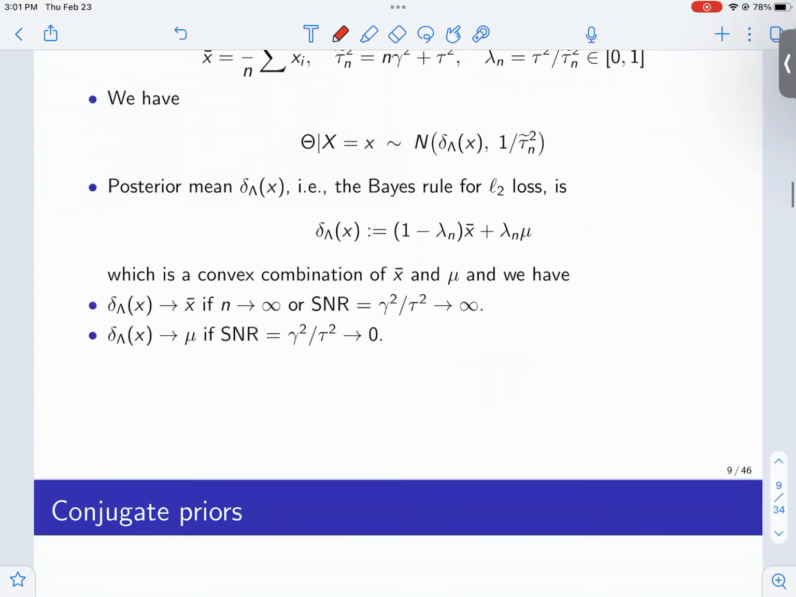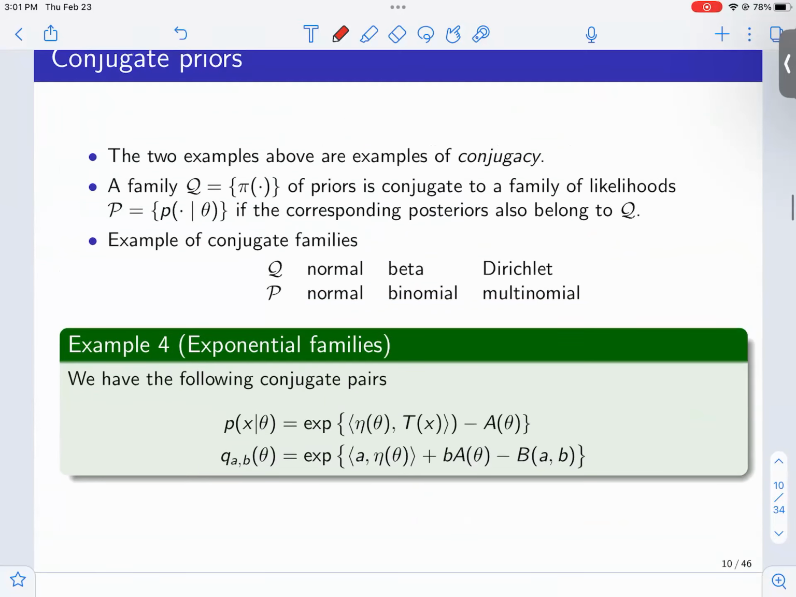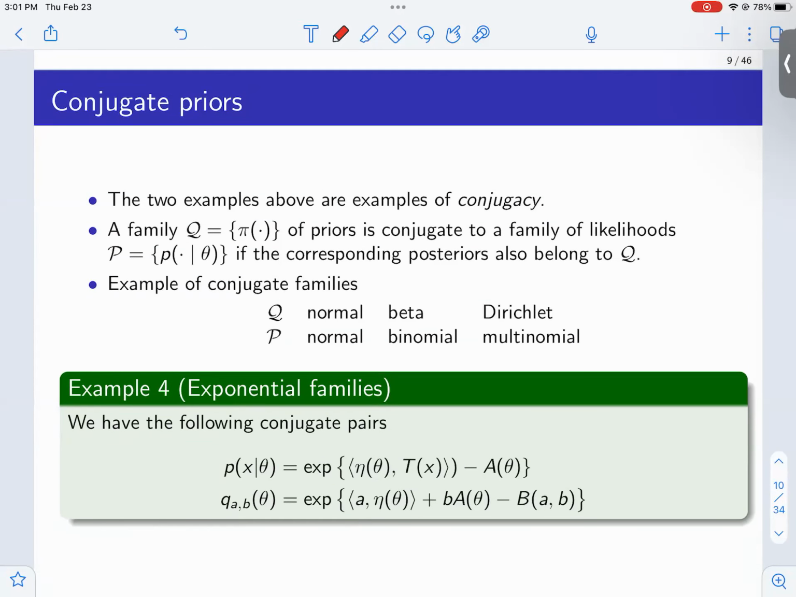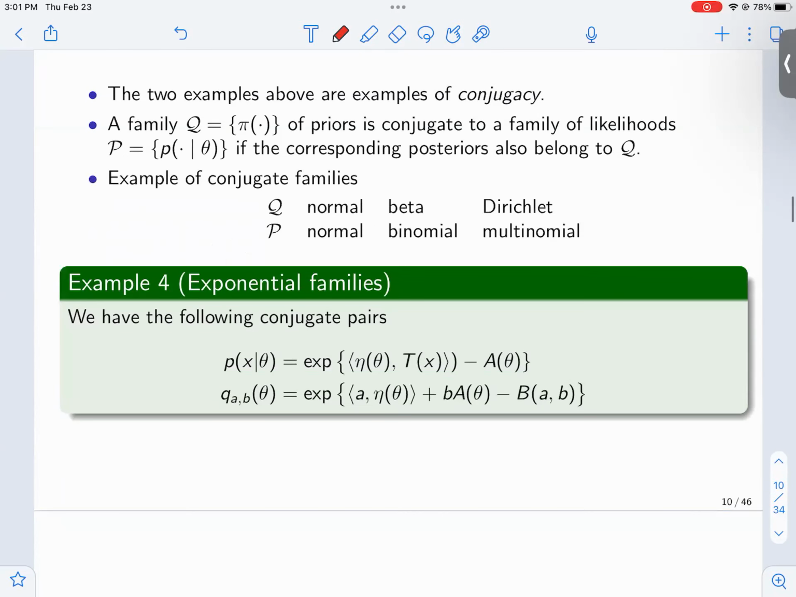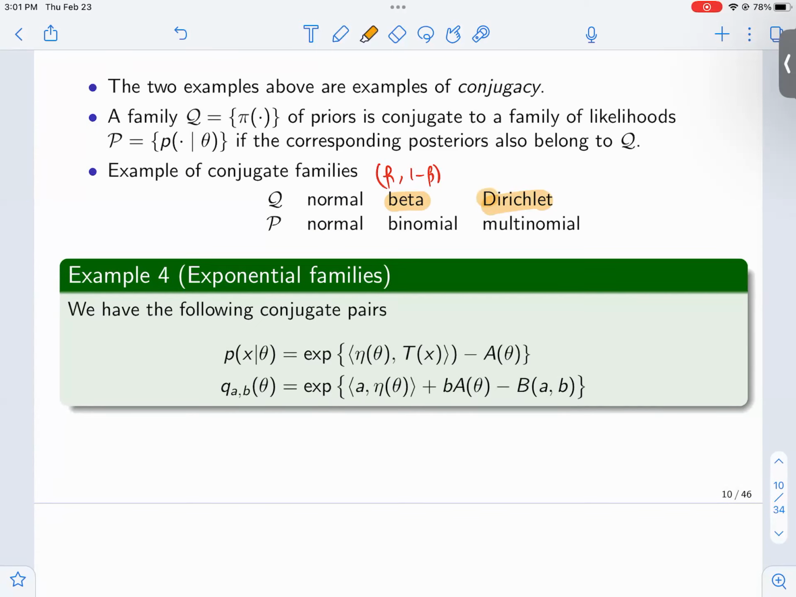This brings us to conjugacy. Let's skip that; we can read about it. You saw normal and beta binomial. The extension is Dirichlet multinomial. Beta is a special case of Dirichlet, in a sense, beta and 1 minus beta, basically. That would be a two-dimensional Dirichlet distribution. Dirichlet is a distribution on the space of probability measures or probability vectors, and the binomial extends to the multinomial. So Dirichlet multinomial conjugates are very common. And there's a way to write down the formula for a conjugate prior in a general exponential family.